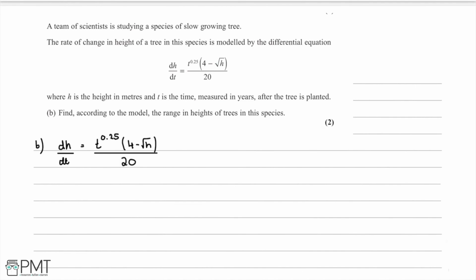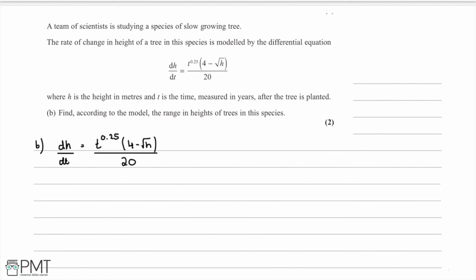So in this part of the question, we're told that a team of scientists is studying a species of slow-growing trees. We're told that the rate of change in height of a tree in this particular species is modelled by the following differential equation. So we have that dh by dt is equal to t to the power of 0.25 multiplied by 4 minus the square root of h over 20. So we're told that h is the height in meters and t is the time, which is measured in years, and that is measured from the point at which the tree is planted. And what we're asked to do is to find, according to this model, the range in height of trees in this species.